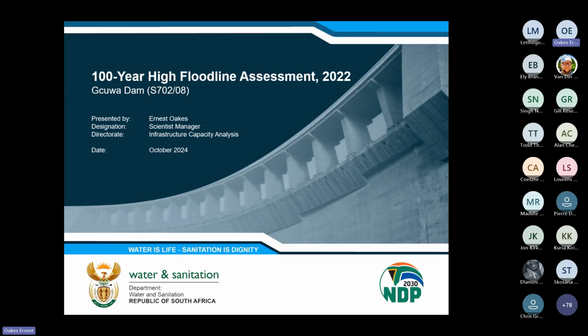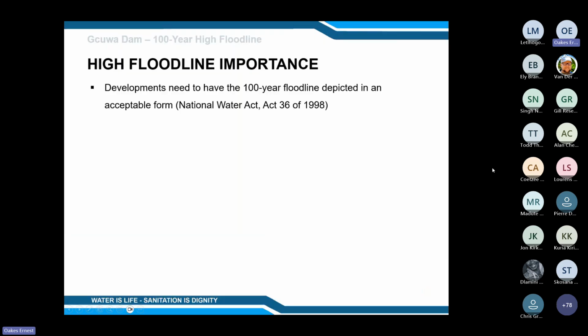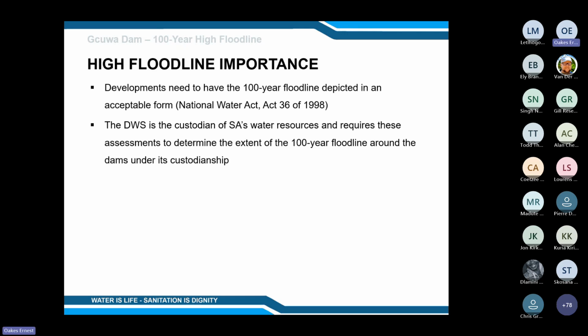So just a bit of an introduction to recap some of the points that Brandon mentioned about the importance of high flood lines. It is stipulated in the National Water Act that high flood lines need to be provided to the public in an acceptable form, either in the form of plans or maps or other such sources. Also important to note that the DWS is the custodian of South Africa's water resources, and we are obliged to make flood lines available to the public.